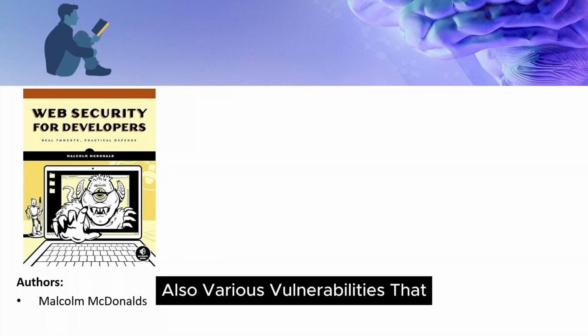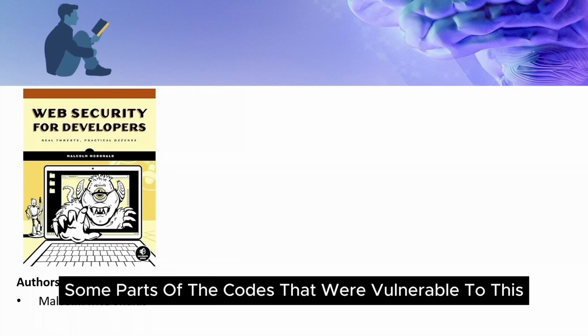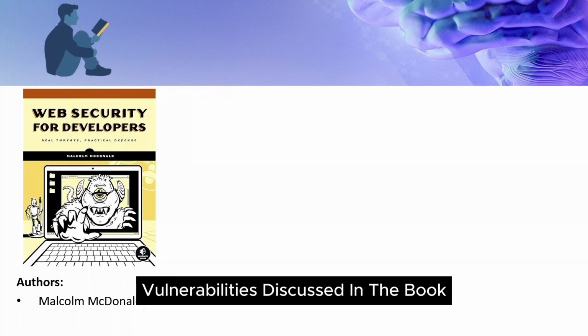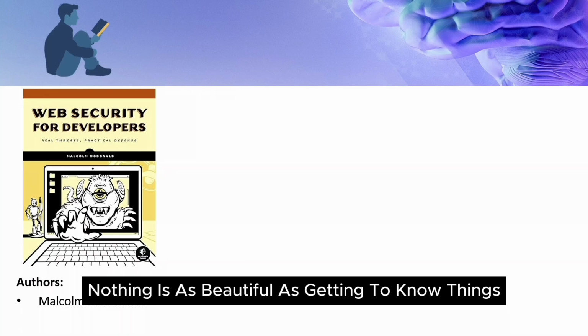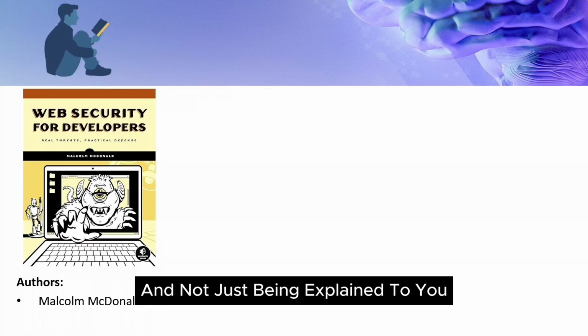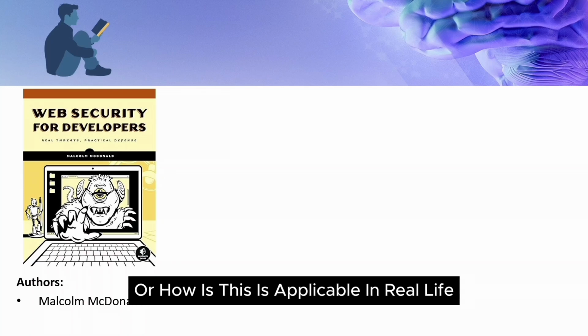Also, various vulnerabilities that were discussed in this book highlight how to spot them, and the codes that were given as examples also demonstrate some parts of the codes that were vulnerable to these vulnerabilities discussed in the book, which makes the book a very special book because nothing is as beautiful as getting to know things from the roots properly explained to you, and not just being explained to you, you can also understand how this works or how this is applicable in real life.